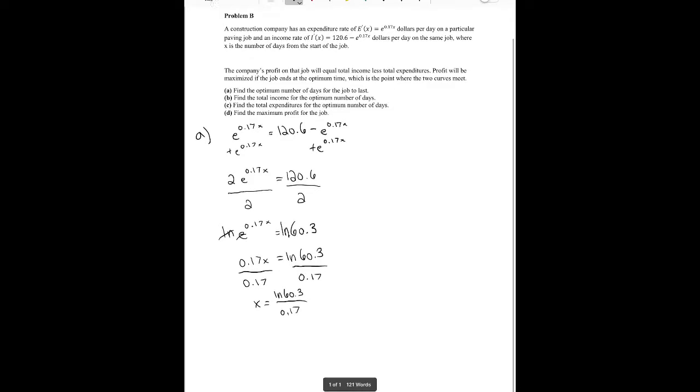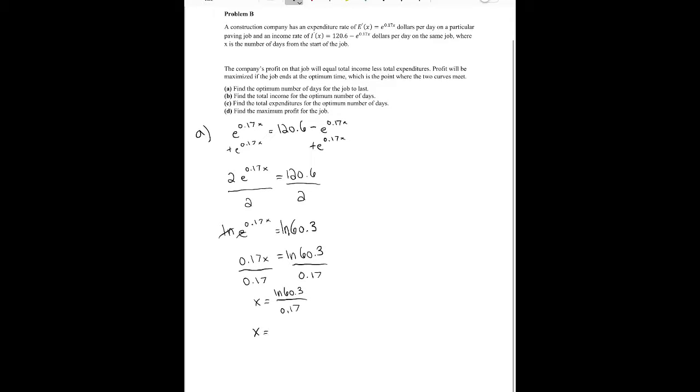And when you calculate this out, you will get x equals 24.11 days. But you want an exact number of days, so we'll be rounding down to 24 days. So the optimum number of days for the job to last will be 24.